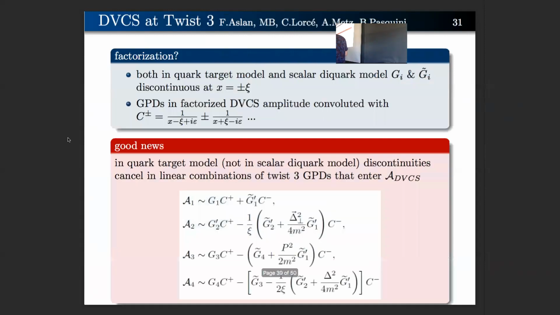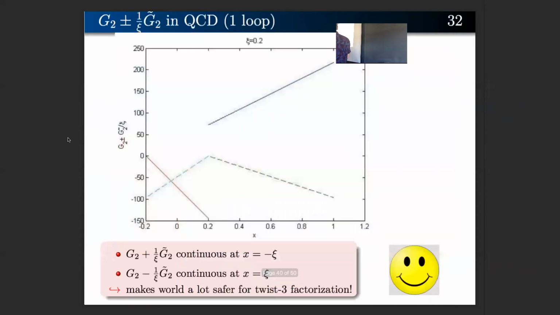So it's only in these 4 combinations that all of these objects appear. It turns out that in the combinations that actually appear in the DVCS amplitude, which for example are like G2 plus 1 over x c G2 tilde, what we find is that these linear combinations are continuous at the points x equal plus or minus c, which is important for factorization, obviously.